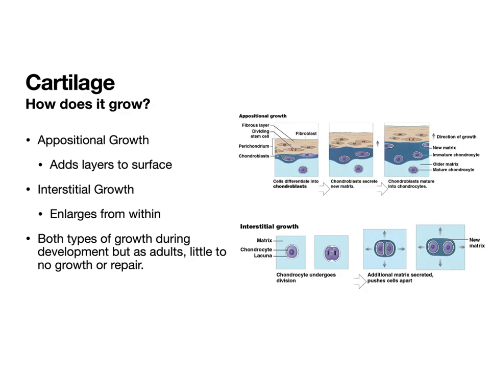Sometimes with just a little bit of damage to the cartilage, you can have a little bit of appositional growth happen as a young adult. It just depends on the type of injury that occurred.